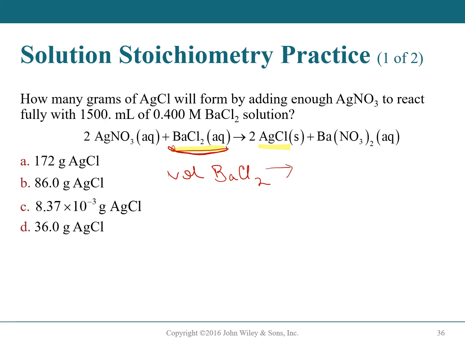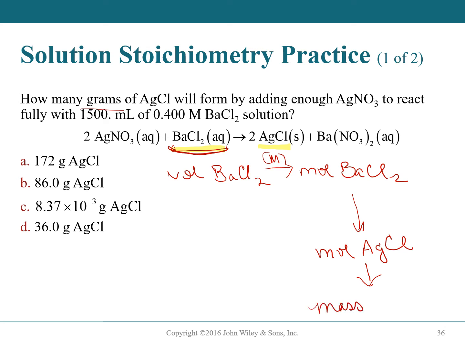So we need to get our mole to mole ratio. From the volume, I can get the moles of barium chloride because I am given my concentration in molarity. From the moles of barium chloride, I can get the moles of silver chloride with our mole to mole ratio based on my balanced equation. And from the moles of silver chloride, they want mass. I can get the mass of silver chloride as long as I know the molar mass.